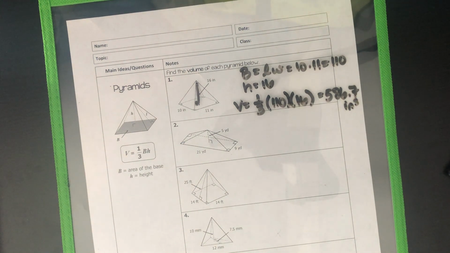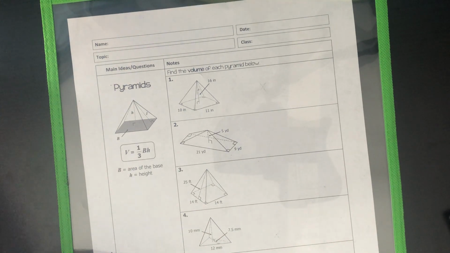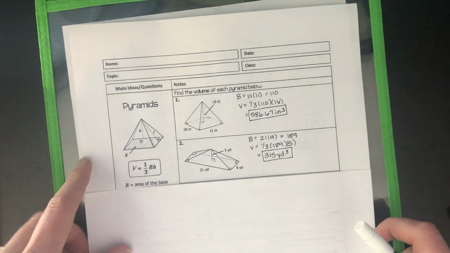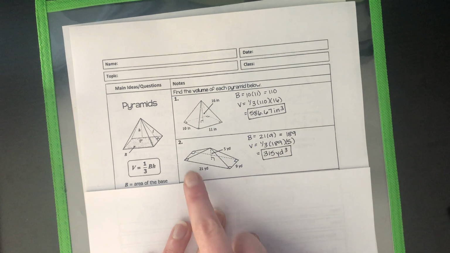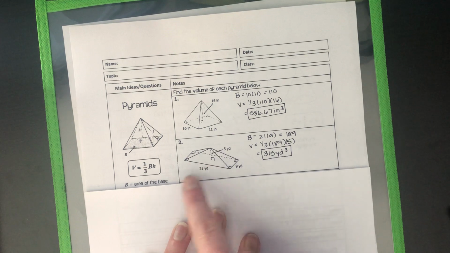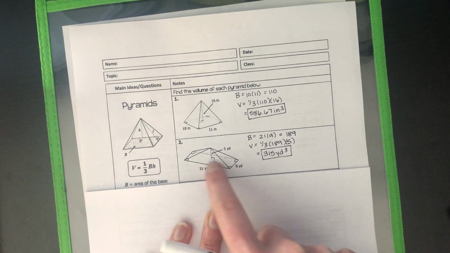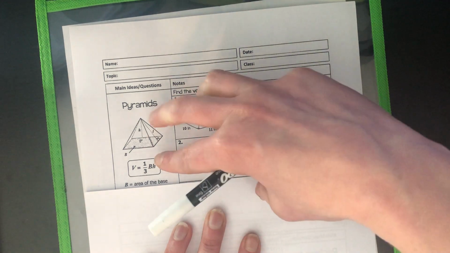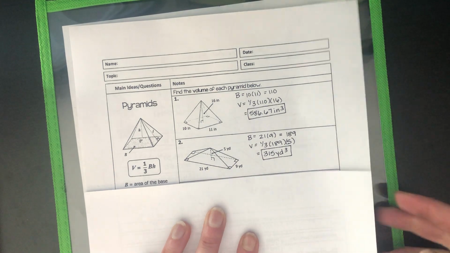All right, now I'm going to do it this way and just try something a little different. It'll also save us time. So here, you should have gotten 315 yards cubed. Length times width times the height of the pyramid. The length and width is your capital B, the area of the base, which is a rectangle, times the height to the point, which is 5 yards. Okay?